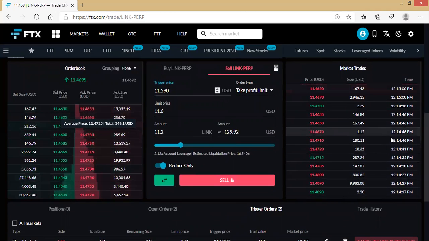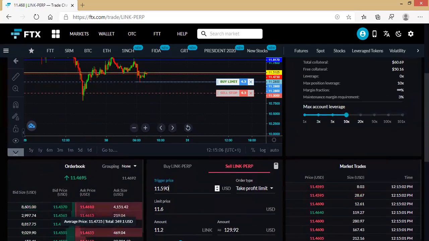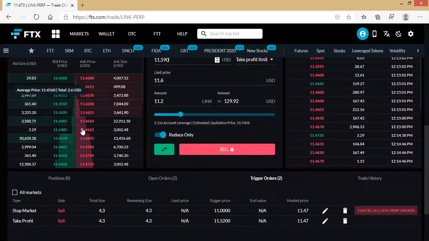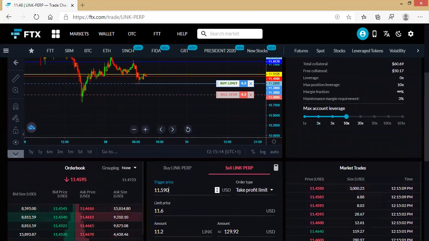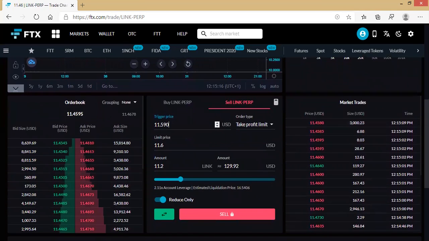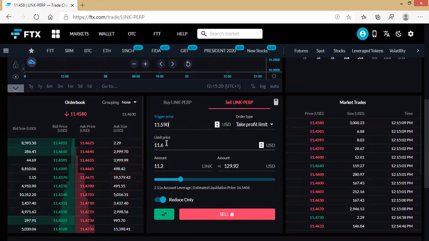This is the order book, please. This is what we call the order book. The buy and the sell, we call it the order book. So if the price eventually gets to 11.590, it will trigger. In other words, my sell will come and be here, so that eventually when it gets to that place, it will sell.